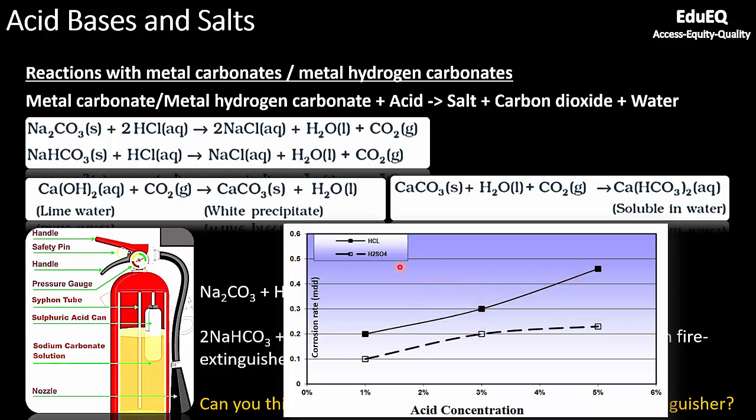Another reason could be the health hazard, because HCl might also fume into chlorine gas, which is a poisonous gas, unlike H2SO4, which is relatively stable. And disposal of HCl is also a problem compared to H2SO4. So these are some of the reasons why practically it makes more sense to use H2SO4 rather than HCl in a soda acid fire extinguisher.